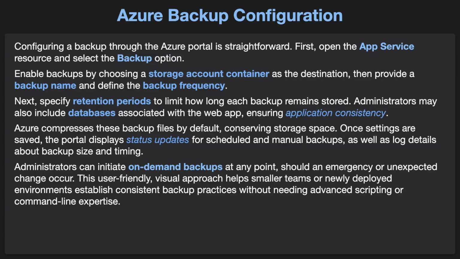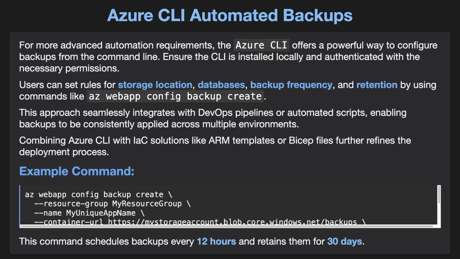For more advanced automation requirements, the Azure CLI offers a powerful way to configure backups from the command line. Ensure the CLI is installed locally and authenticated with the necessary permissions. Users can set rules for storage location, databases, backup frequency, and retention by using commands like az webapp config backup create. This approach seamlessly integrates with DevOps pipelines or automated scripts, enabling backups to be consistently applied across multiple environments. Combining Azure CLI with IaC solutions like ARM templates or Bicep files further refines the deployment process.